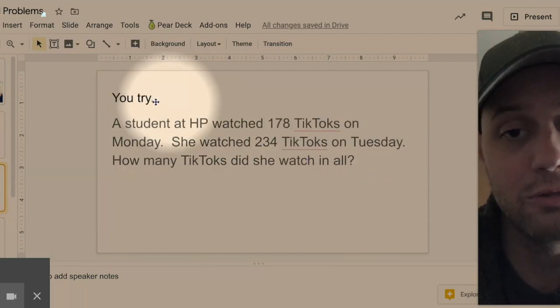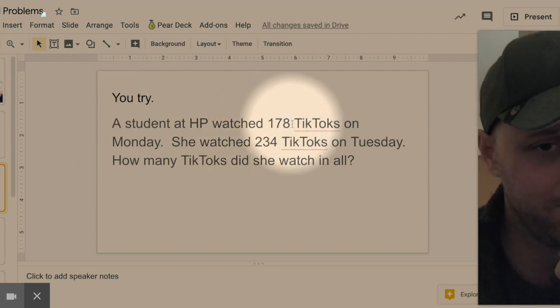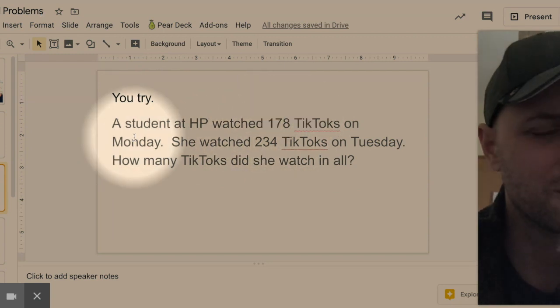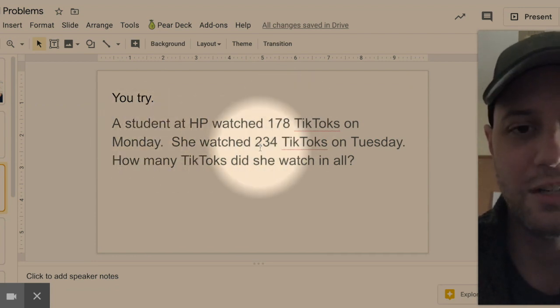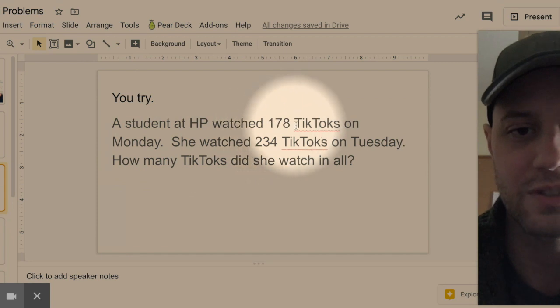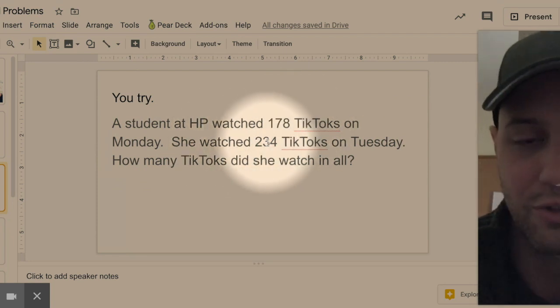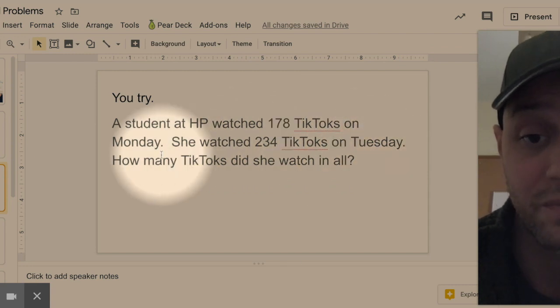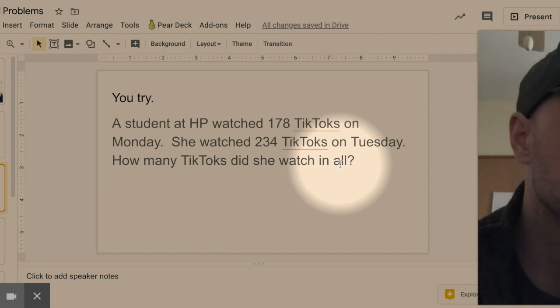Now, you try. A student at HP watched 178 TikToks on Monday. They're short, right? Somebody could watch 178 TikToks in a day. What are they, like 30 seconds? She watched 200. I wonder, 178 TikToks, 30 seconds each. How many hours of TikToks would that be? She watched 234 TikToks on Tuesday. How many TikToks did she watch in all?